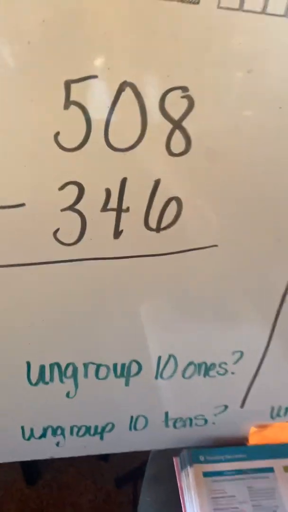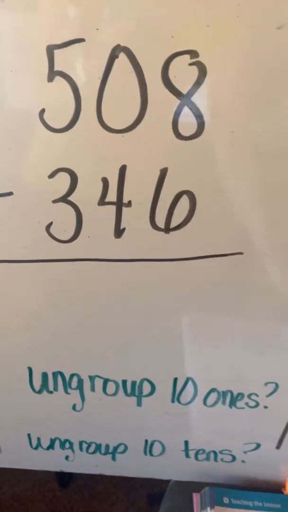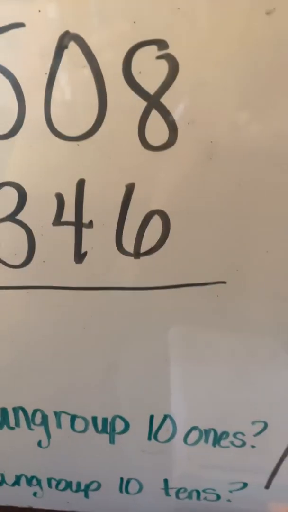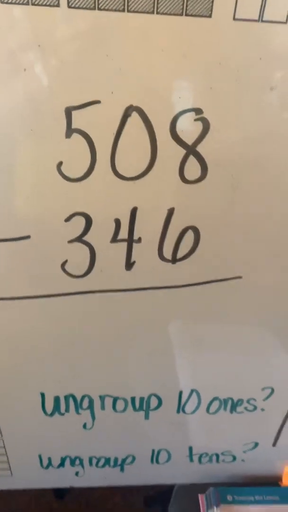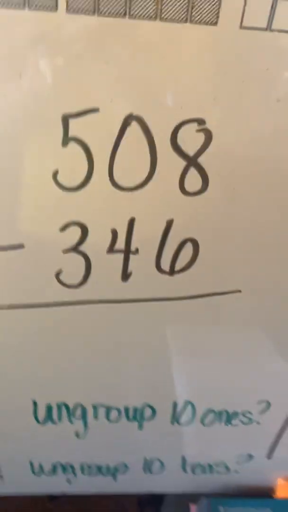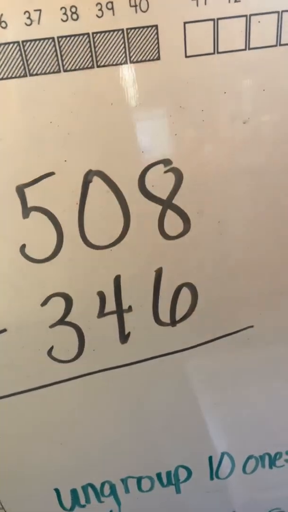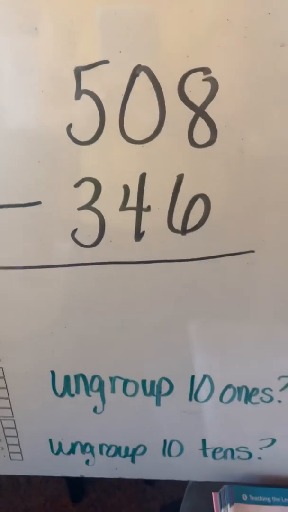All right, we're ready for Unit 6, Lesson 10, so 6-10. We are on page 341, and if you see, we have number 1 is 508 minus 346, and I have this written up here already.